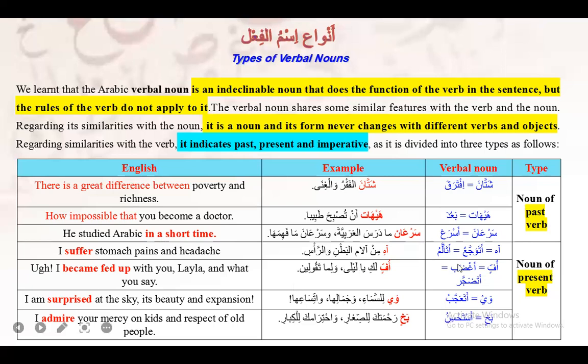Now we go to the present verbal nouns, like means I suffer. Uffin means I become fed up. أتعجب means I am surprised. Then بخ means استحسن, like I admire your mercy on kids, our respect of all people. I admire means bakh.